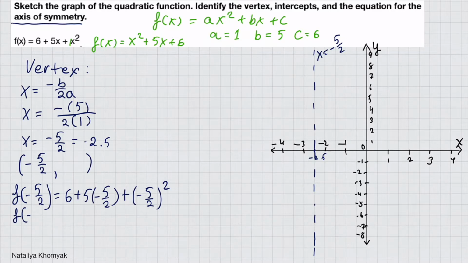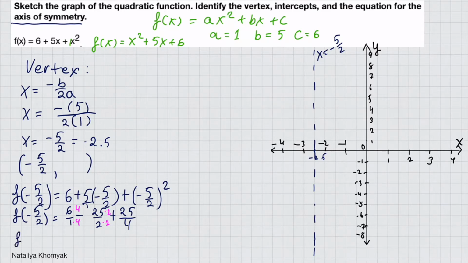So f of negative 5 over 2 equals 6 plus, times a minus, minus 5 times 5, 25 over 2. We multiply numerators and denominators separately, and 5 was over 1, plus 5 times 5, 25 over 2 times 2, 4. The common denominator is 4, so we need to multiply the first fraction by 4, denominator and numerator. The second fraction needs to be multiplied by 2 over 2.